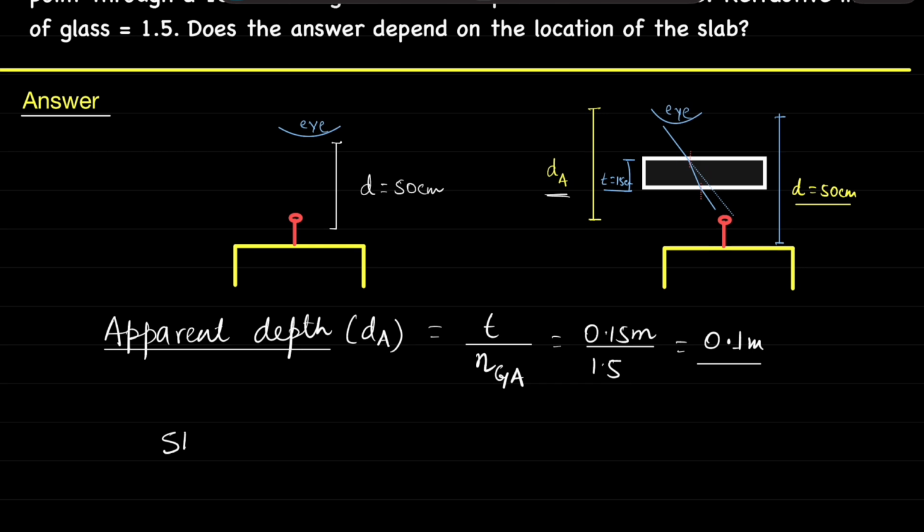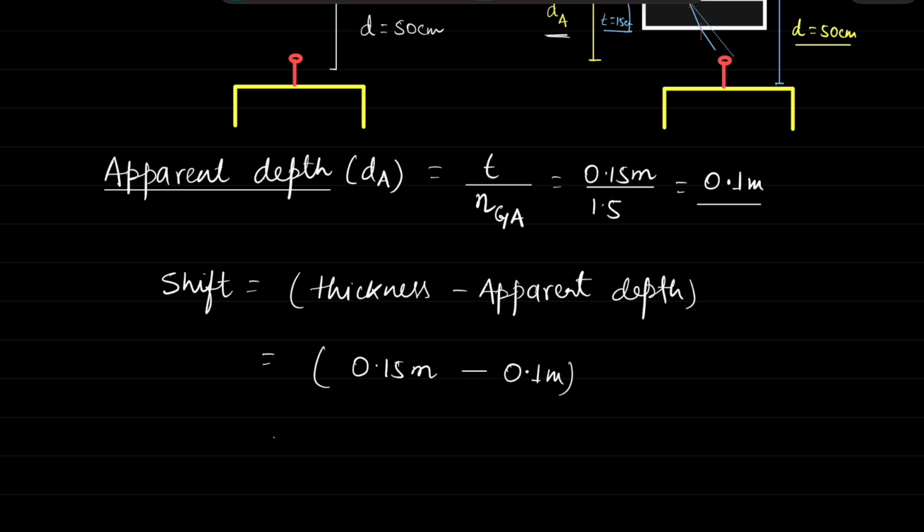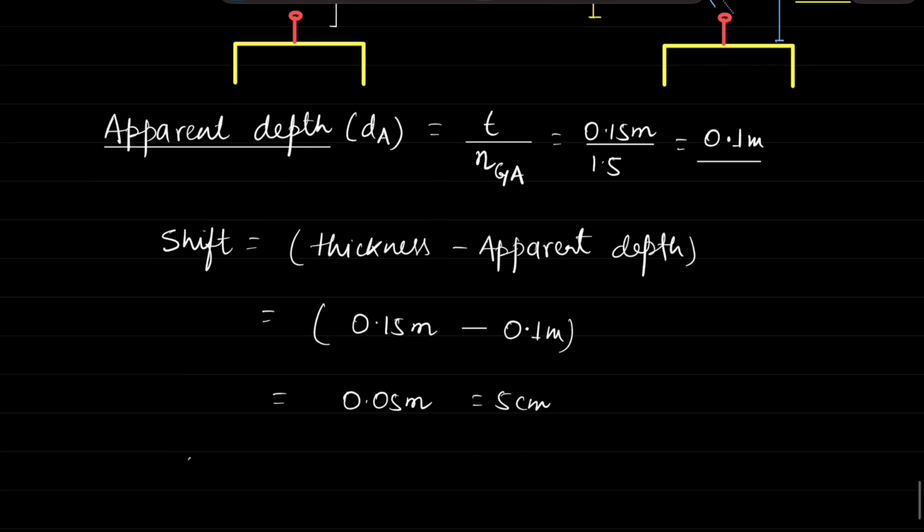So for this we can write shift is equal to thickness minus apparent depth. Thickness is given in the question, 15 centimeter or 0.15 meter, and the apparent depth is 0.1 meter. So here it is 0.05 meter or 5 centimeter. So the shift here is 5 centimeter.